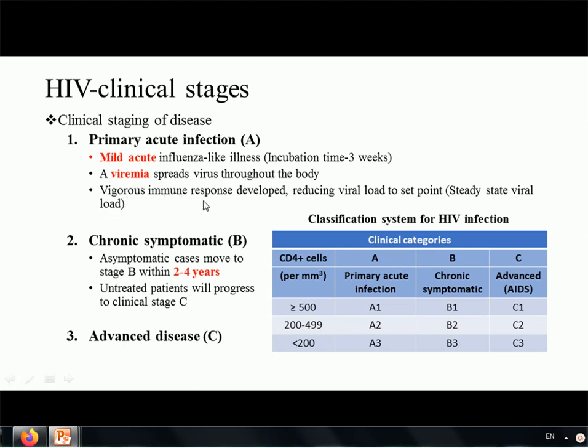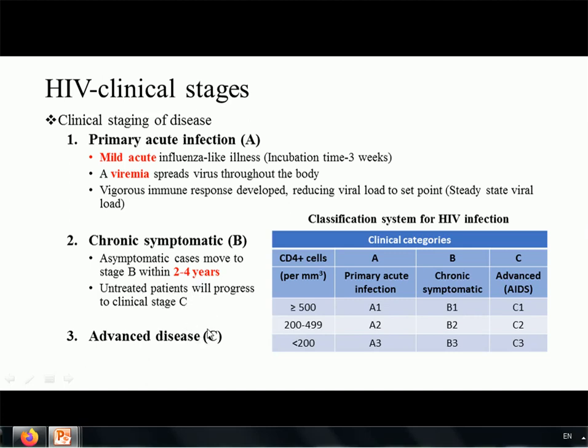So there's a vigorous immune response developed, reducing the viral load to set point, which means it will make the virus number decrease to a very minimal amount. Some of the patients later on will develop into chronic symptomatic, which is grouped as B. This normally happens in those asymptomatic cases. So they move to stage B within 2 to 4 years. For untreated patients, they will progress to clinical stage C.